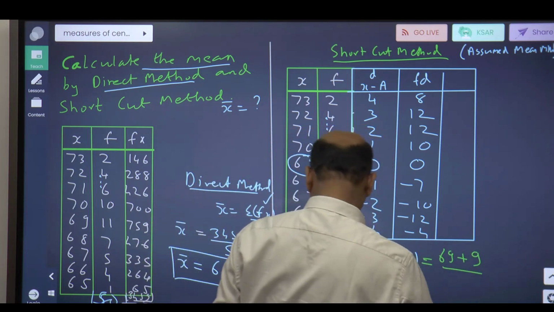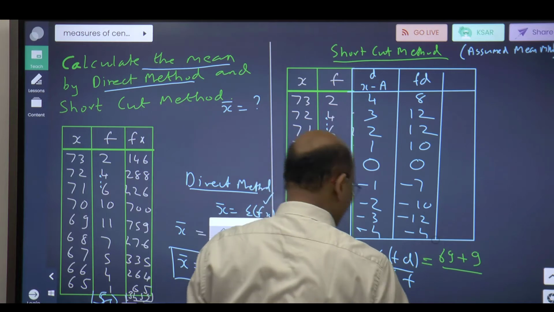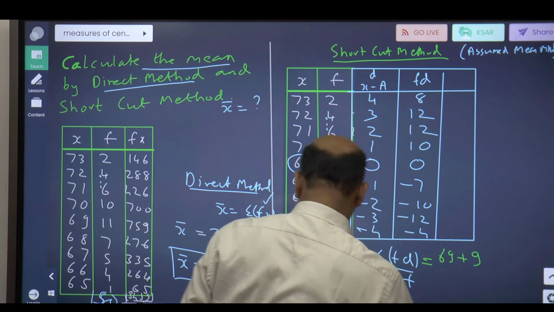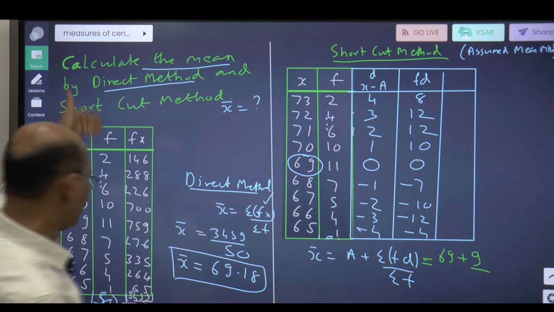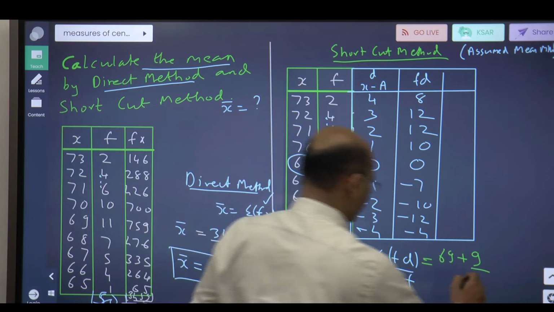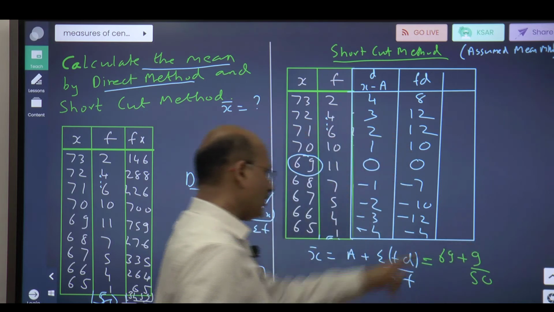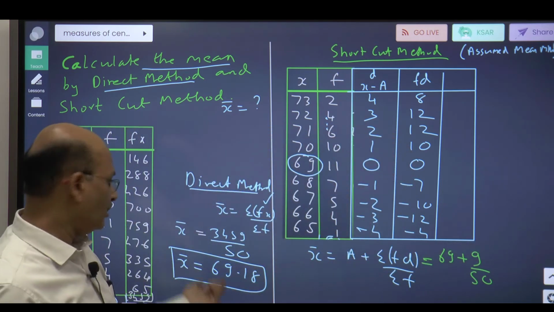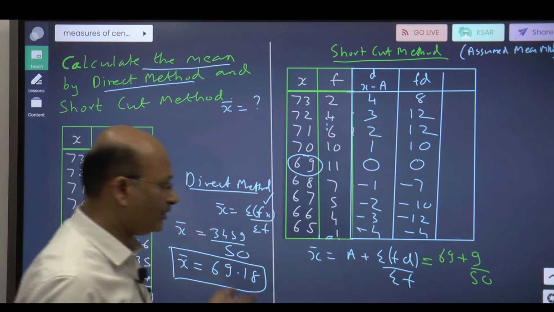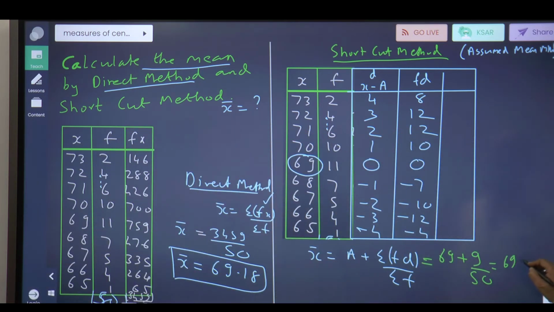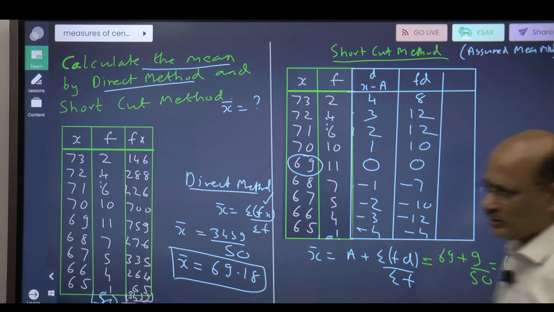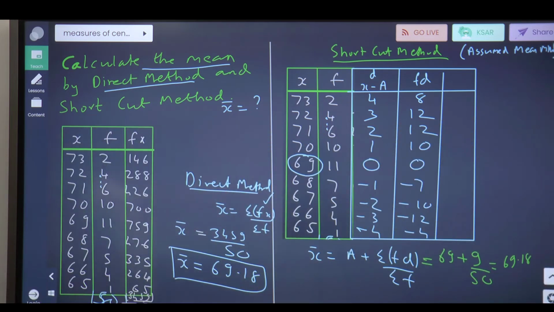Sorry, I just explained this to you and I made the mistake. It is 69 plus 9 upon summation F. Summation F never changes, F is 50. If you calculate this, you are going to get the same answer, that is 69.18. Check it yourself, as I don't have a calculator. You can do it on your own.